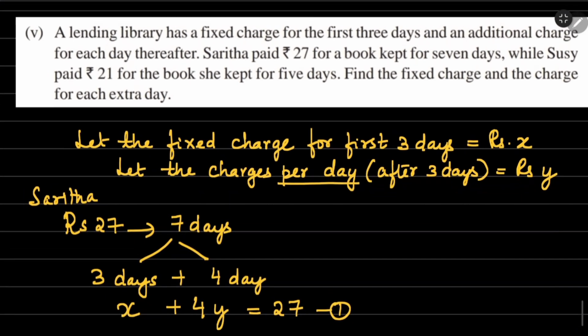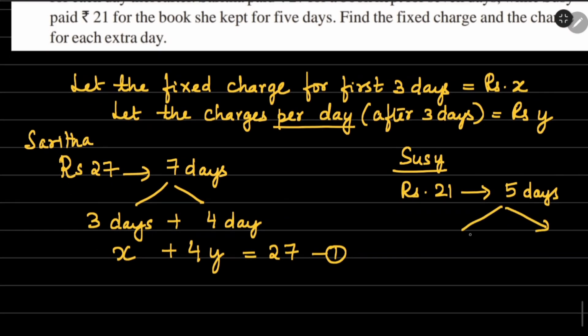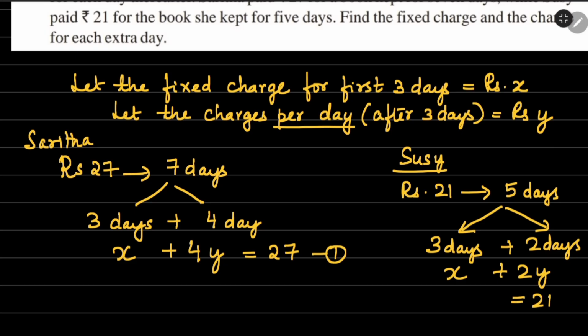Now Susie, on the other hand, paid rupees 21 for a book she kept for 5 days. Again, these 5 days have to be split into two. For the first 3 days, the X charge, plus the remaining 2 days, she would have paid an additional charge per day, 2Y. So the total value is 21. Let this be equation 2.